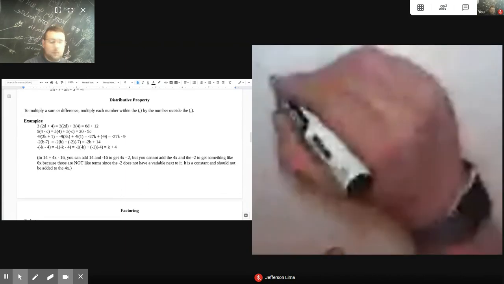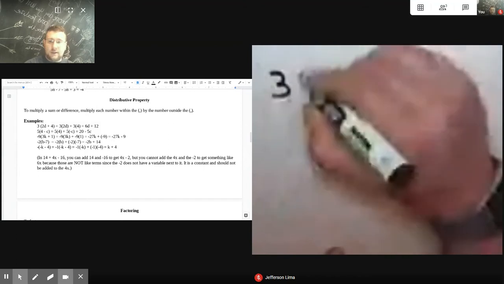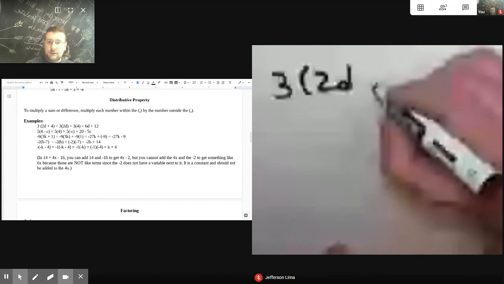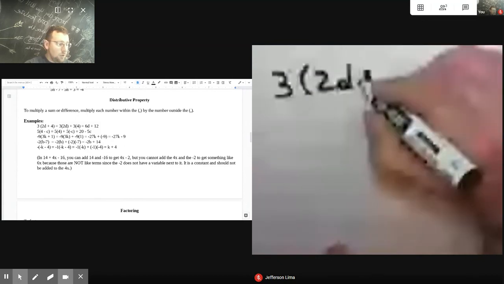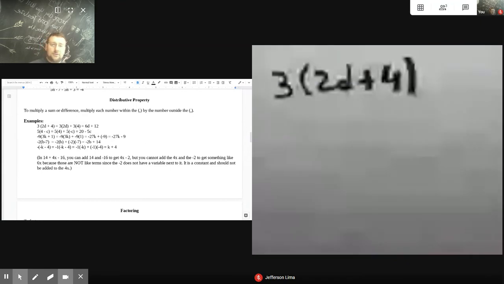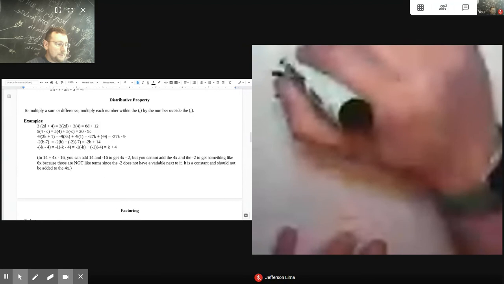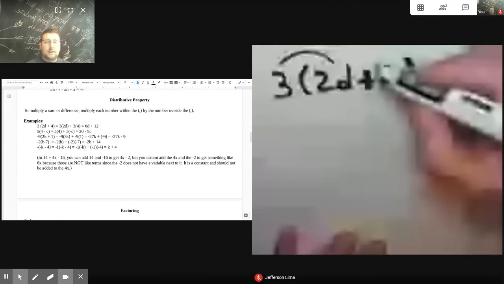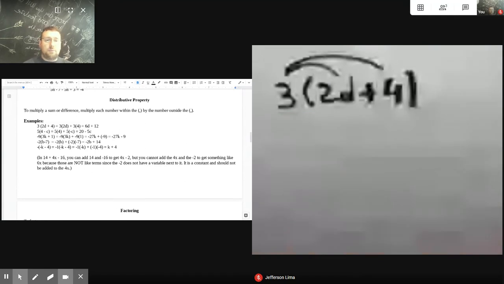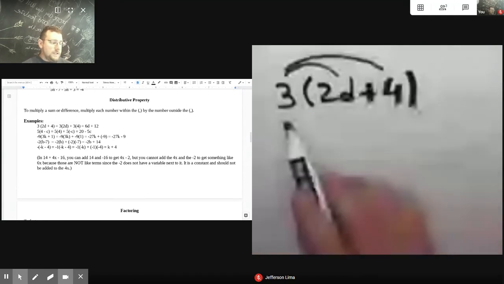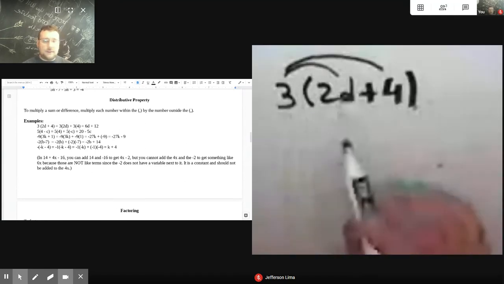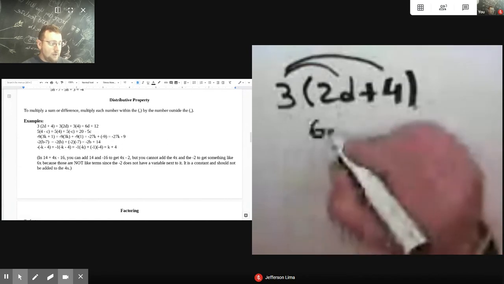So let's say, for example, this is one of the examples that's in the unit review. You have 3(2d + 4). The idea here is that you can spread that 3 around. And I even like to make a little symbol on the upstairs like this to help me visualize that I'm doing that to both numbers. So what is 3 times 2d? Well, that's just 6d. So then I write that on the bottom.